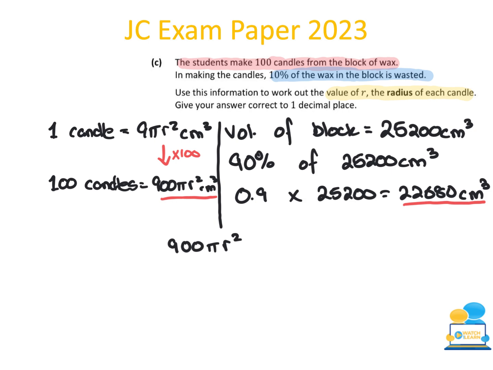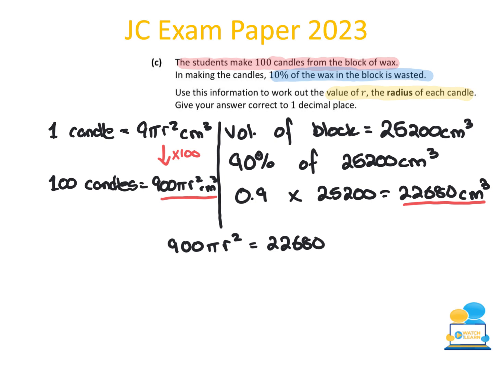So 900 pi r squared is equal to 22,680. And looking at this equation, the only unknown value that I have is r. So I should be able to solve this equation by balancing both sides. So trying to get the r by itself there on the left hand side, I need to remove everything else until I can get r by itself.